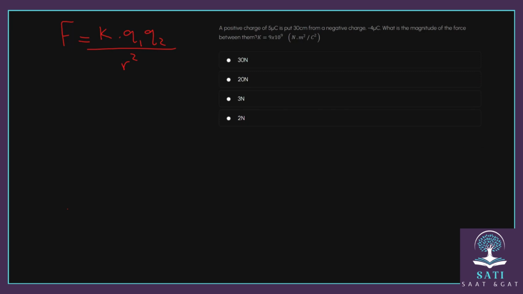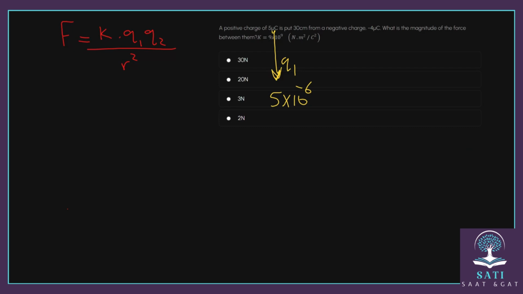So now we're going to see here charge number 1. What is its value? As you see, it's 5 microcoulomb. So 5 microcoulomb, I have to change it into coulomb. So we multiply 5 microcoulomb times 10 to the power of negative 6. This is how we change any micro unit into the unit itself: we multiply times 10 to the power of negative 6.